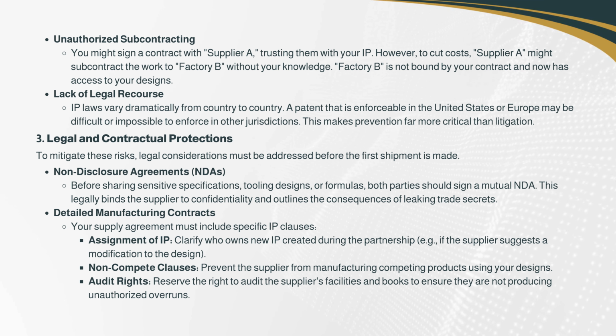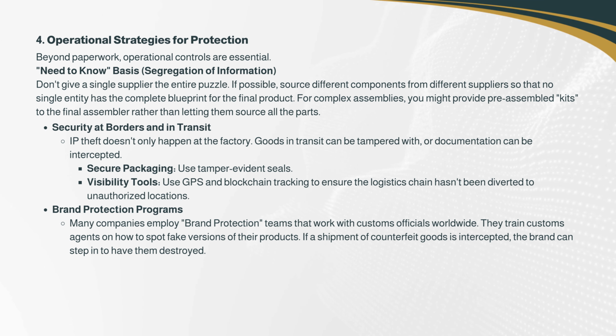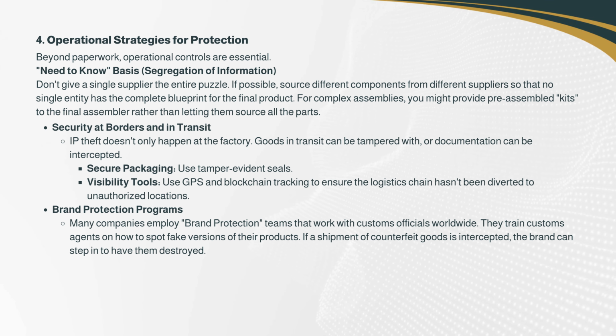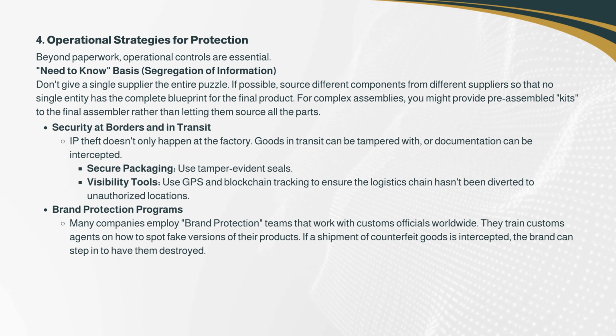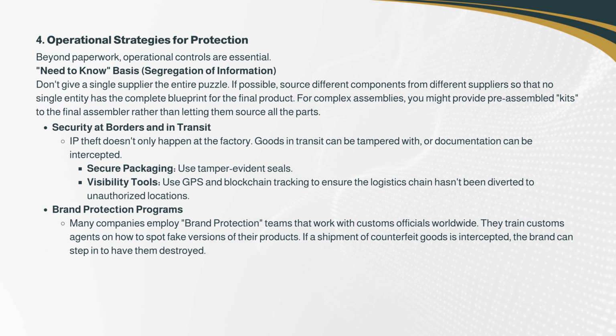IP theft doesn't only happen at the factory. Goods in transit can be tampered with, or documentation can be intercepted. Secure packaging: use tamper-evident seals. Visibility tools: use GPS and blockchain tracking to ensure the logistics chain hasn't been diverted to unauthorized locations.